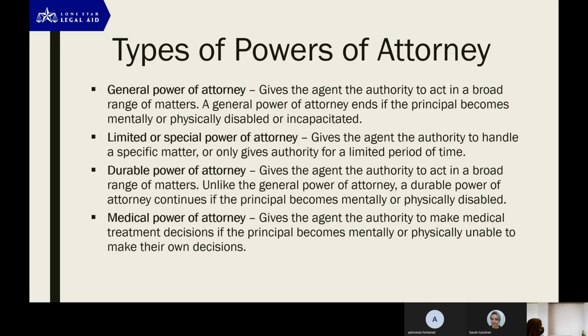We're going to talk about 4 different types of powers of attorney. First is the general power of attorney. This gives the agent the authority to act in a broad range of matters. And it ends when the principal becomes mentally or physically disabled or incapacitated.